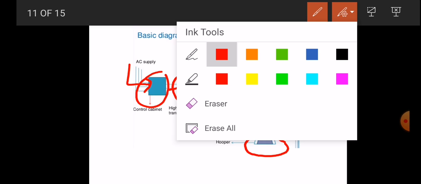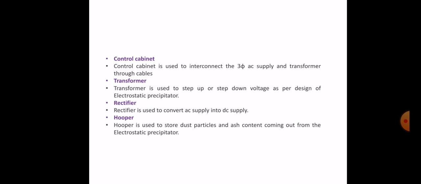The control cabinet is used to interconnect the AC supply and transformer through the cables. The transformer is used to step up or step down voltage as per the design of the electrostatic precipitator. The rectifier is used to convert AC supply into DC supply. The hopper is used to store dust particles and ash content coming out from the electrostatic precipitator.